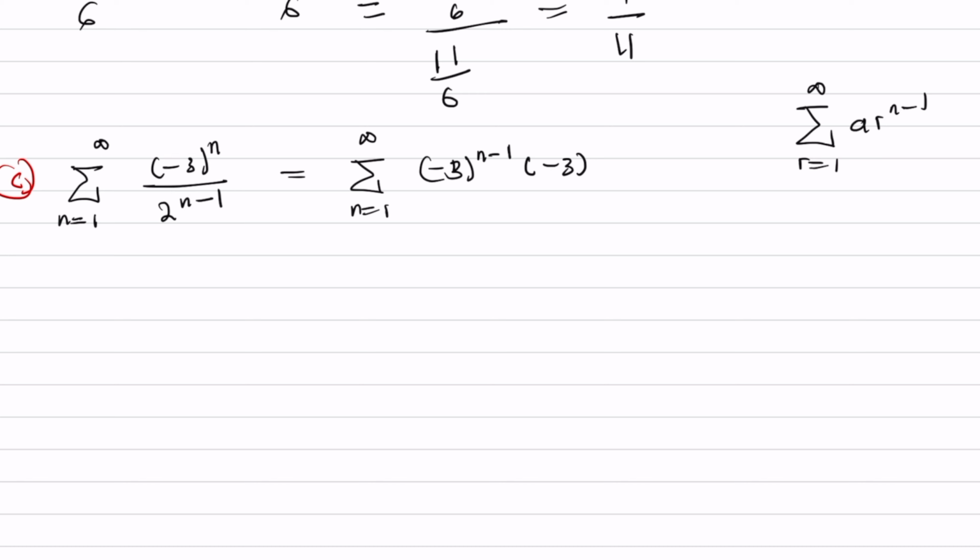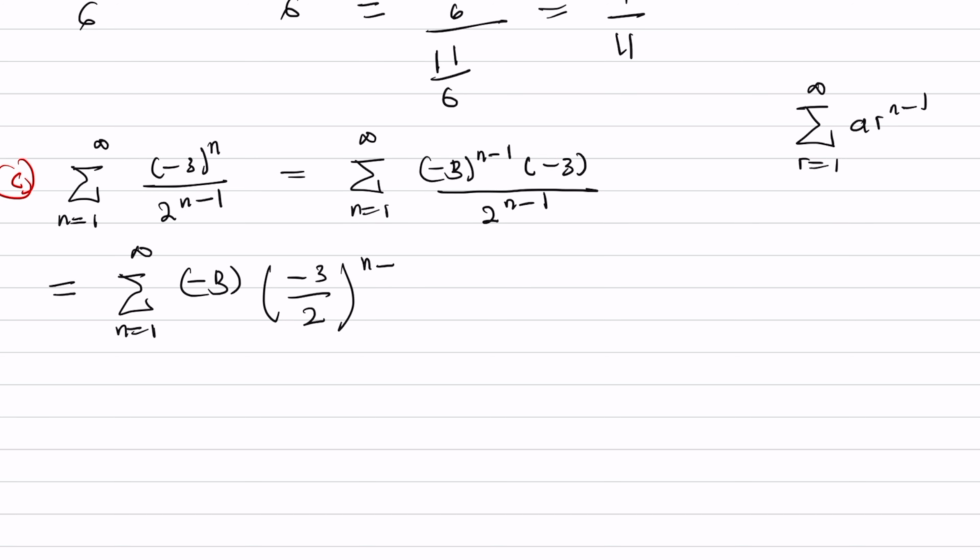So I'm trying to convince you that this expression here is still the same thing as 2 raised to the power n minus 1. So you can now have this to be the summation of n starting from 1 till infinity of minus 3, then you now have negative 3 over 2 to the power of n minus 1. What is my a? My a is negative 3. And my r is negative 3 over 2.